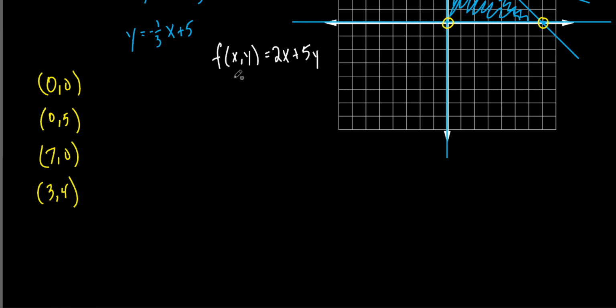All right, here we go. Put 0, 0 in for this. So what's that going to be? 0. Put a 0, 5 in for this. So that's 0. 5 times 5 is 25. Put 7, 0. So 2 times 7 is 14 plus 0 is 14. And then put a 3, 4 in this. 2 times 3 is 6. Plus 5 times 4 is 20. And that's 26. So what's the maximum?